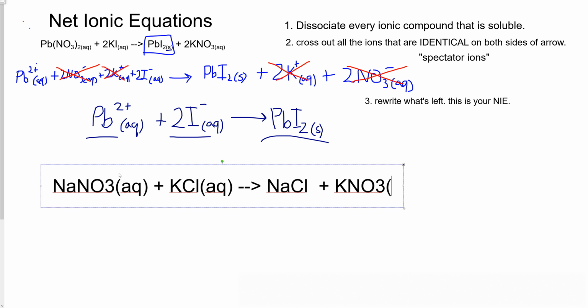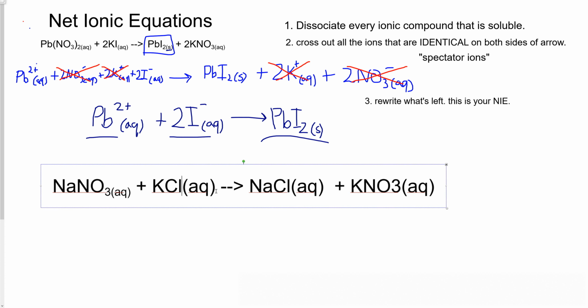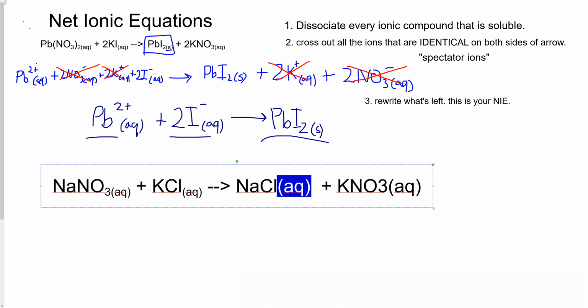Would be something like this reaction. So we have sodium nitrate, NaNO3. We have KCl, that's potassium chloride. And if I wrote this down on an exam and said, predict the products, sodium nitrate and potassium chloride mixed together, what does it make?